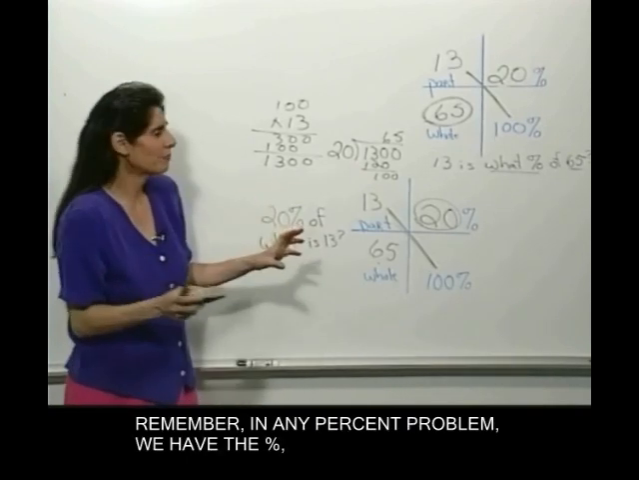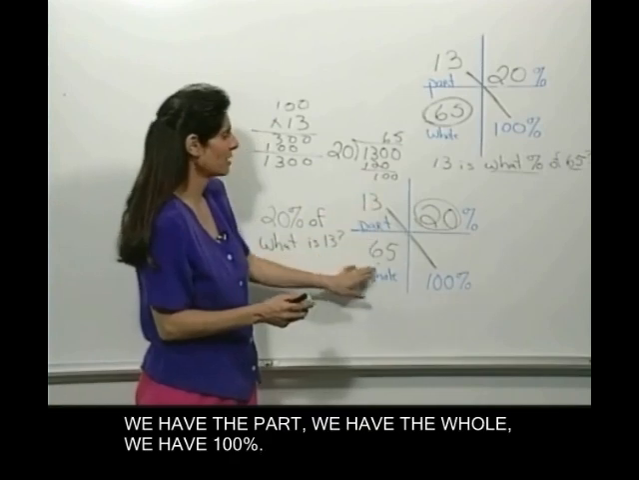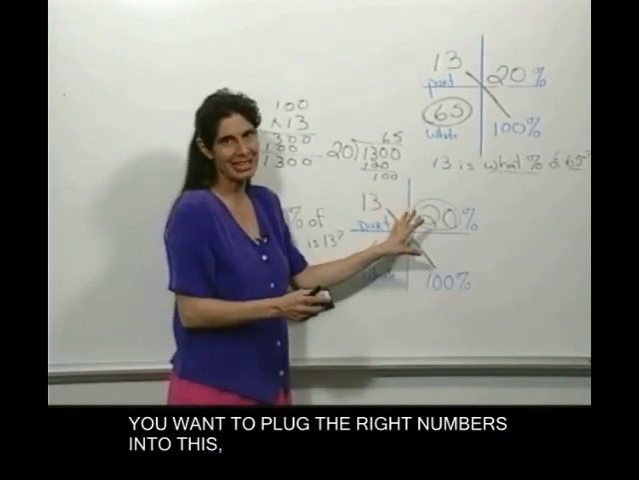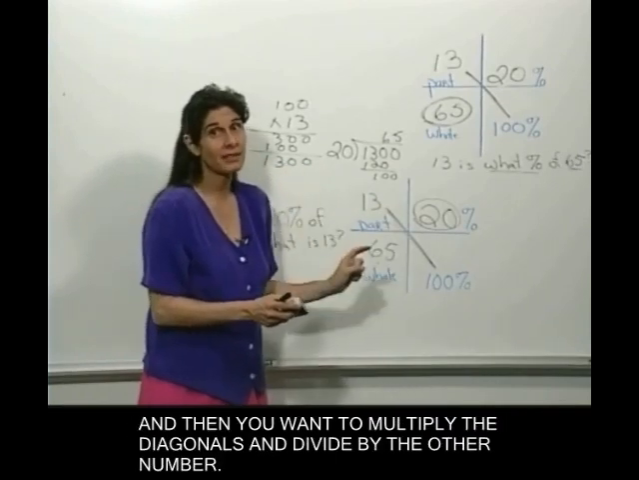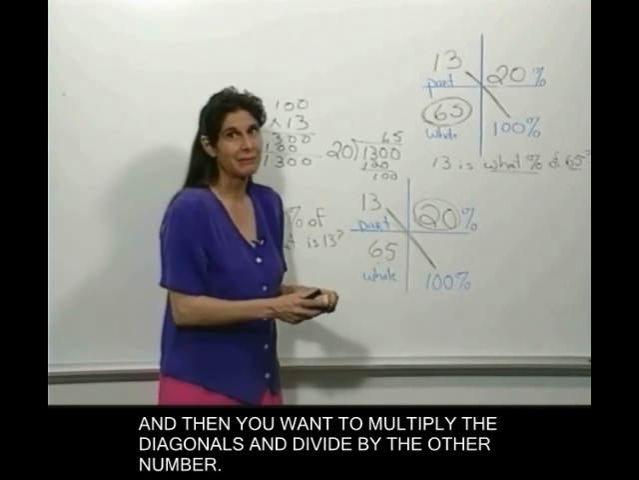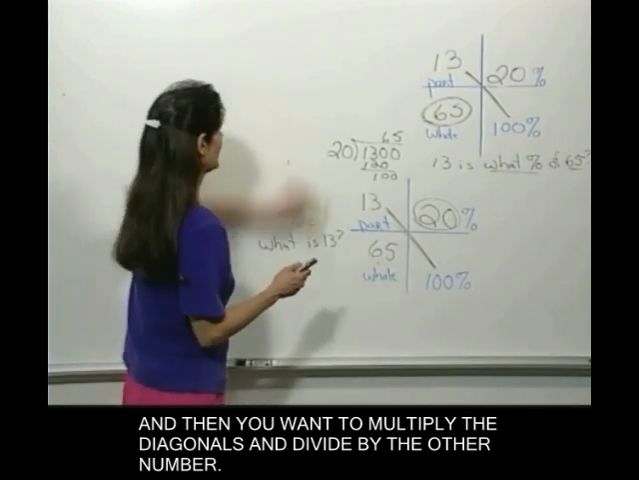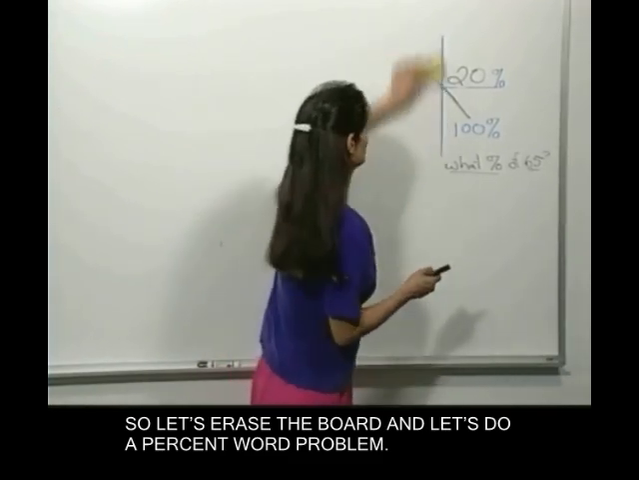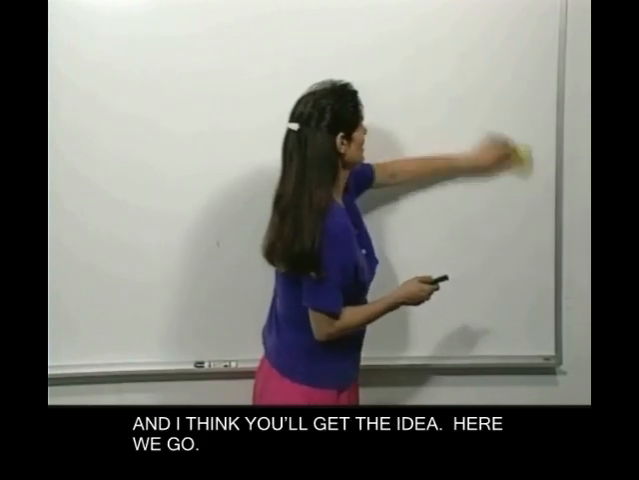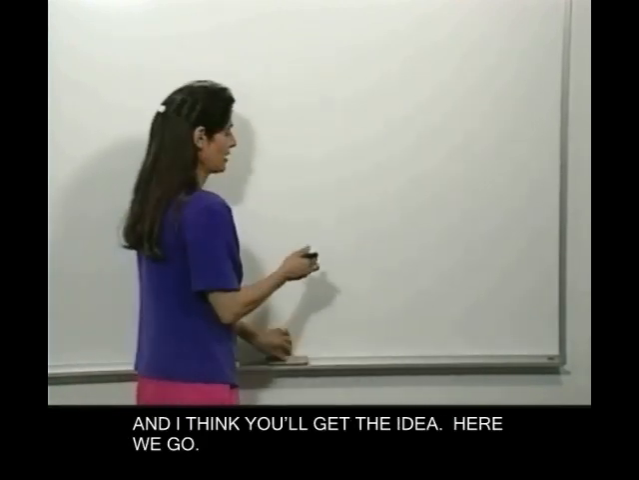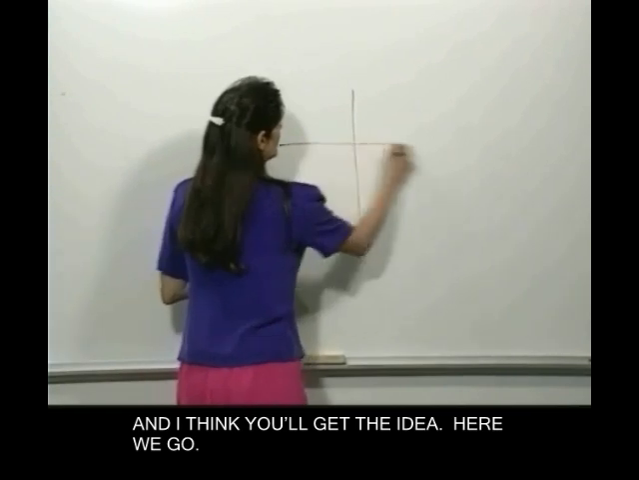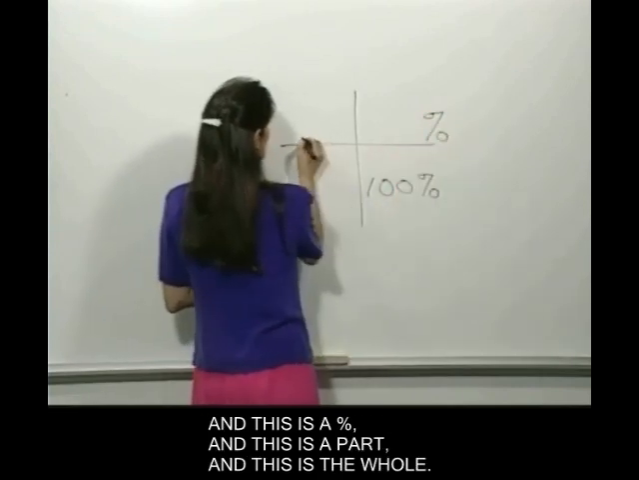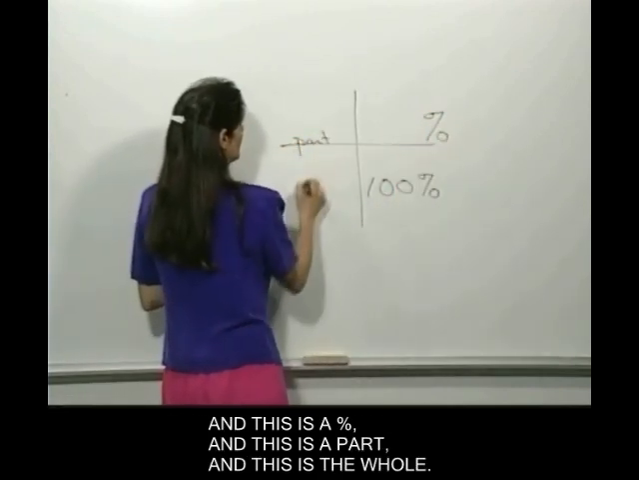Remember, in any percent problem, we have the percent, we have the part, we have the whole, we have 100%. You want to plug the right numbers into this, and then you want to multiply the diagonals and divide by the other number. So let's erase the board, and let's do a percent word problem. And I think you'll get the idea. There we go. We have our cross here, and we say 100%, and this is a percent, and this is a part, and this is the whole.